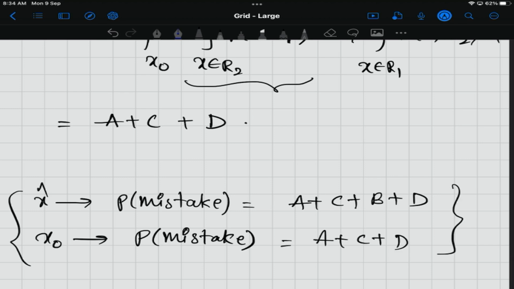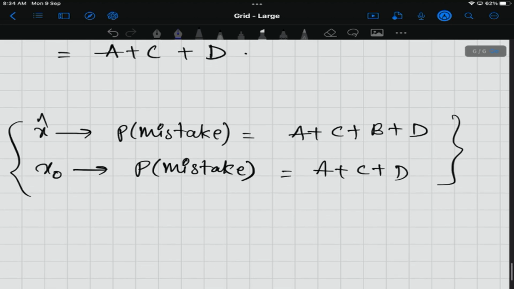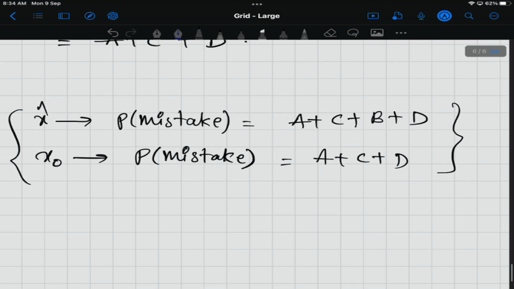Okay, so ideally which one is better? X naught is better, right? X naught is better. So in our classification using this distribution modeling, where I will make use of the distribution functions in class 1 and class 2 and solve my classification problem, your aim is to minimize probability of mistake. Choose your boundary or choose your separating hyperplane such that your probability of mistake is minimized.